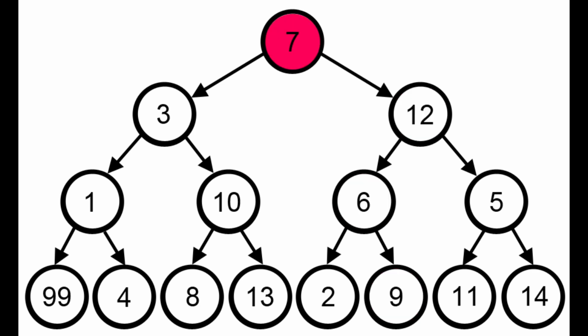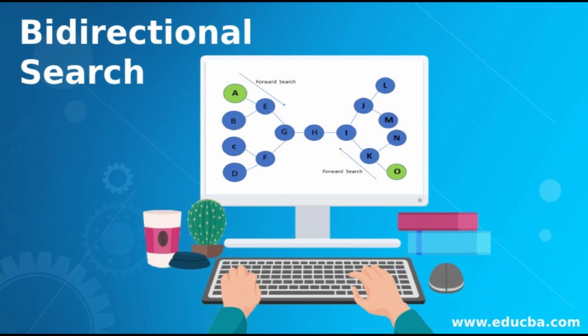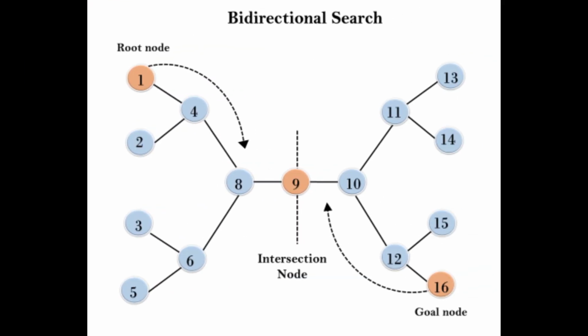The fifth one is bidirectional search. This algorithm simultaneously searches from the initial state and the goal state until they meet in the middle. It can be faster than other search algorithms for certain types of problems. But what if we start search from both directions simultaneously? Bidirectional search is a graph search algorithm which finds smallest path from source to goal vertex.